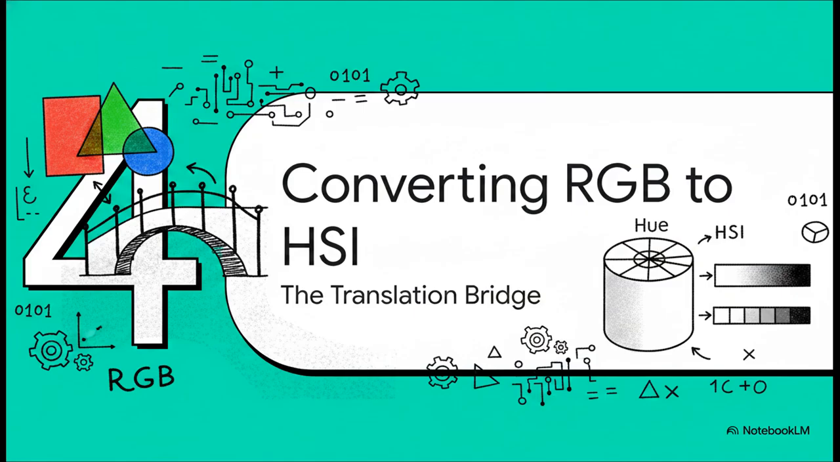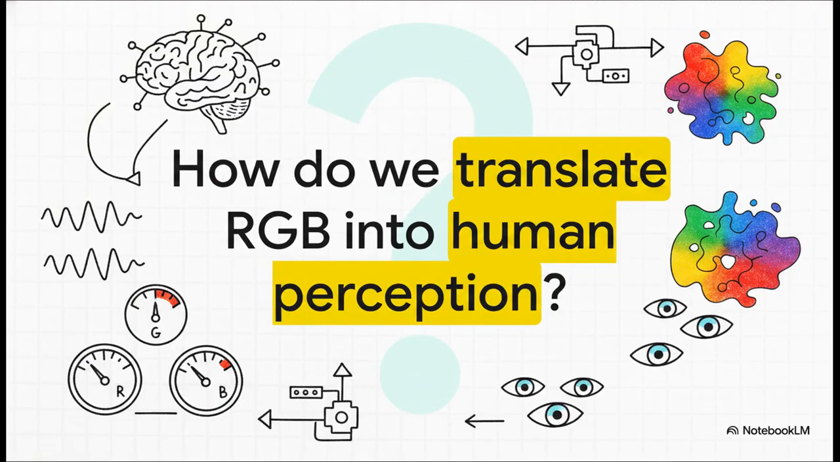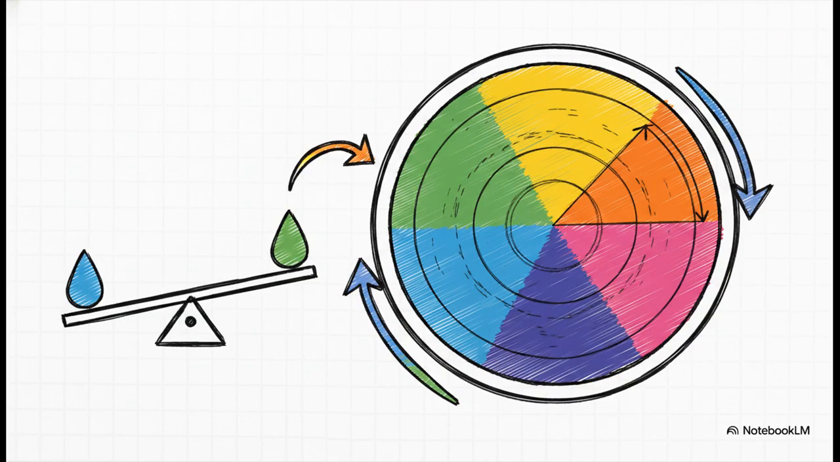Which brings us to Section 4, converting RGB to HSI. We've visualized the geometry, but what does the actual translation bridge look like? How on earth does a computer take a bunch of raw voltage numbers for red, green, and blue and mathematically calculate human-like color perception? Well, it all comes down to some very precise trigonometry.